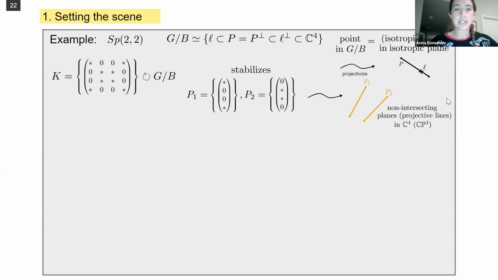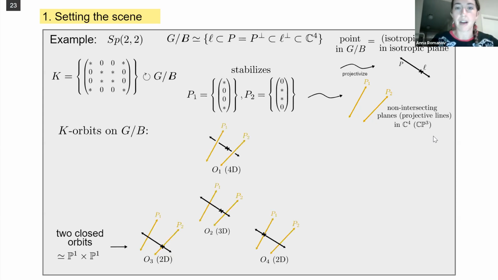So you can see that this is naturally going to stabilize two planes in C4. Our two copies of SL2 like this are going to stabilize the plane spanned by E1 and E4 and the plane spanned by E2 and E3. And again, since I'm drawing things in terms of CP3, I'm going to draw these two things as two non-intersecting projective lines in CP3. So P1 and P2.